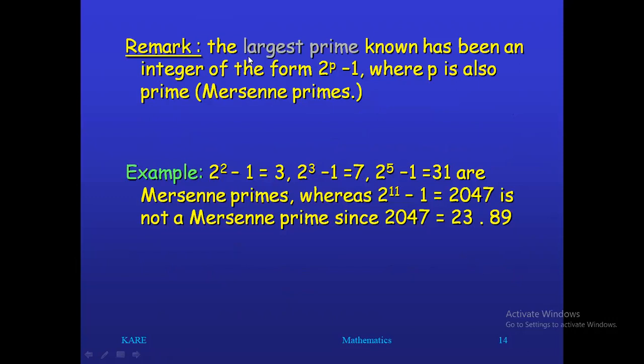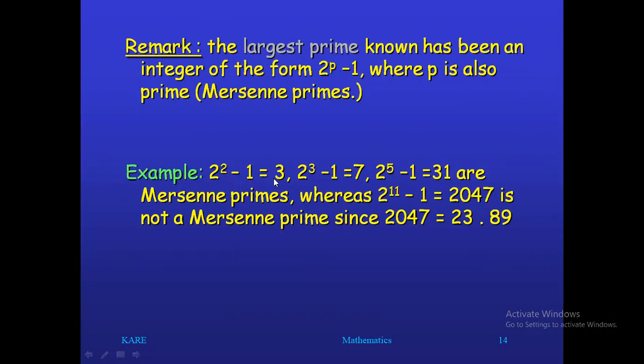The remark given here is just for you to have a glance at, nothing else. You will be familiar with this, I think. The largest prime known has been an integer of the form 2 power p minus 1, where p is also a prime number, and these primes are known to be Mersenne primes. An example is given here.